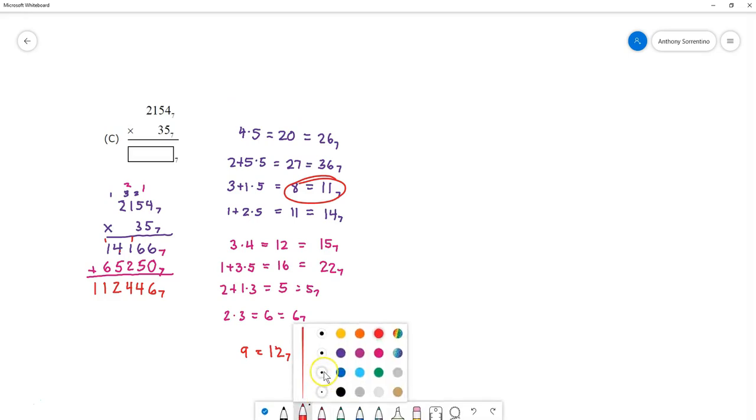And so I'll make it a little bit thicker. That's my final answer that would go in here. 1, 1, 2, 4, 4, 6.